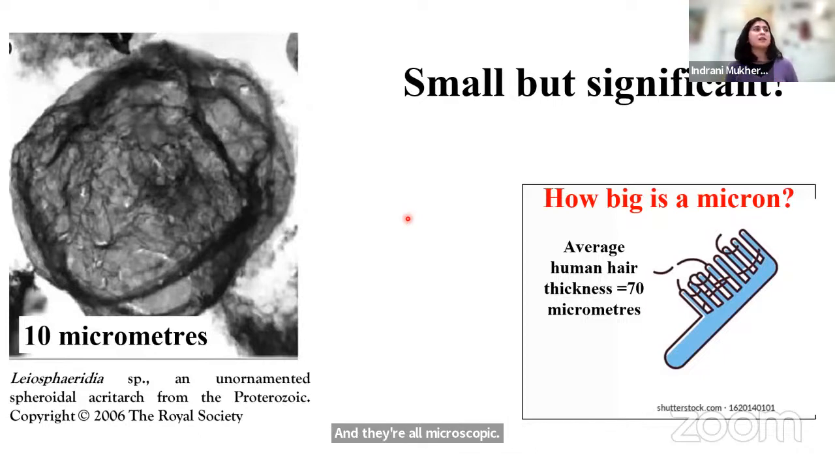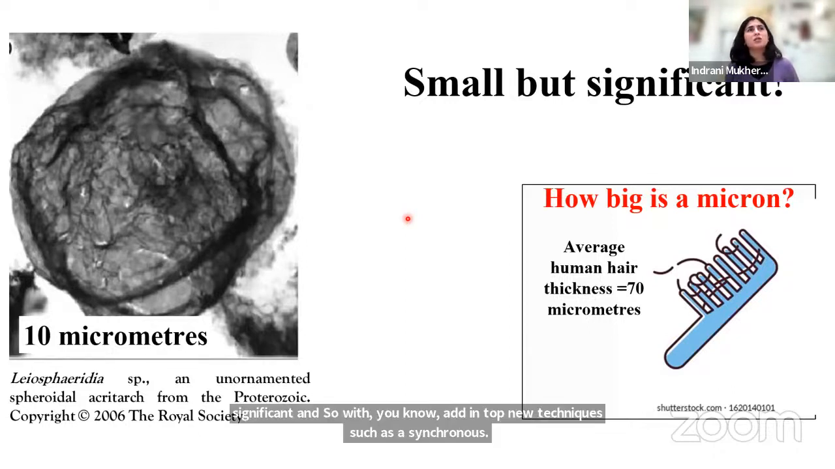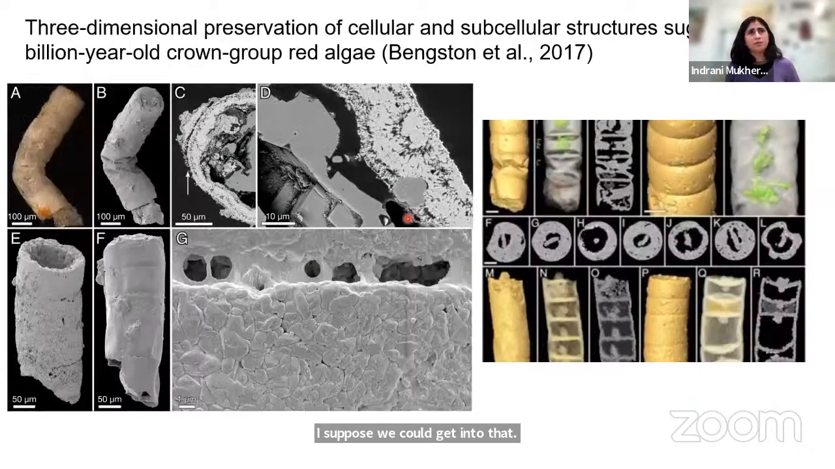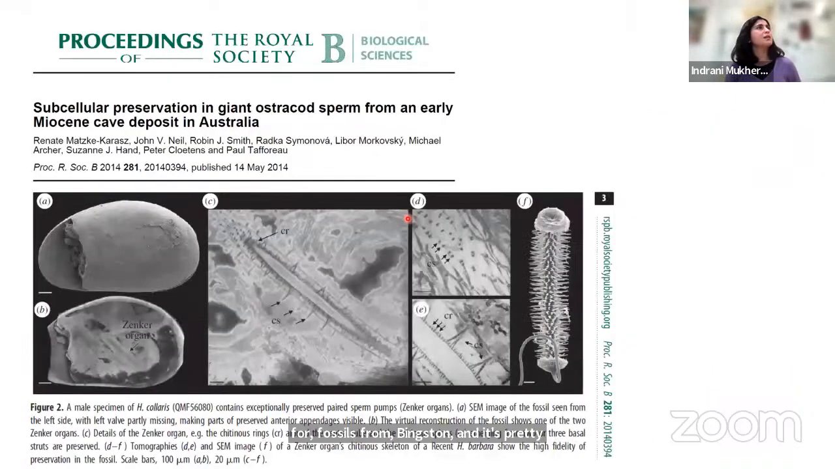They're small, but they're very significant. And with the advent of new techniques such as a synchrotron, I suppose we could get into the middle of all of this. So detecting is never easy. However, if it's preserved very, very well, in this case, I'm giving you an example of preserved fossils from the Bengtson et al. paper in 2017. It's pretty straightforward. Here are some exceptional preservation, subcellular, would you believe, of a giant ostracod sperm in Australia. That's pretty incredible as well, if you ask me.